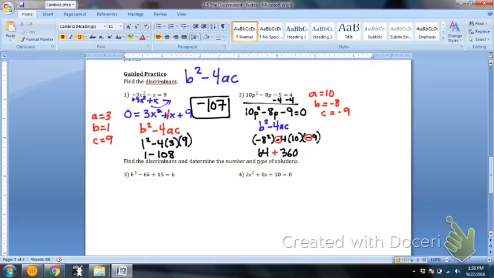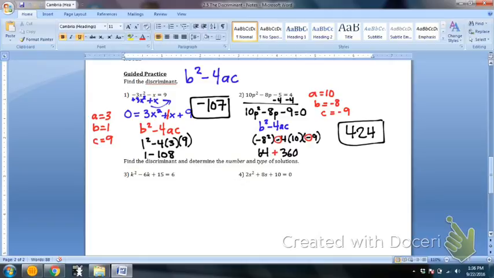Anybody else get 424? So the value of this discriminant is 424. So Crystal, what does that mean about our solutions? That it is two real solutions. Perfect. 2 real solutions because the number is positive. Any questions about that?